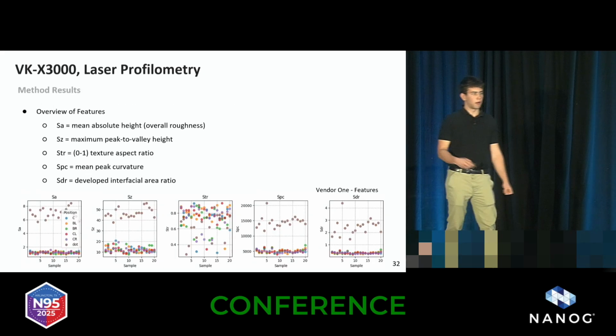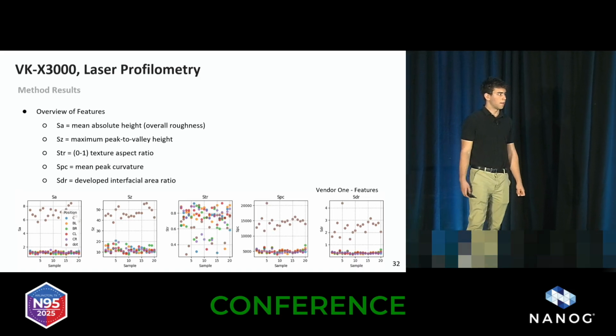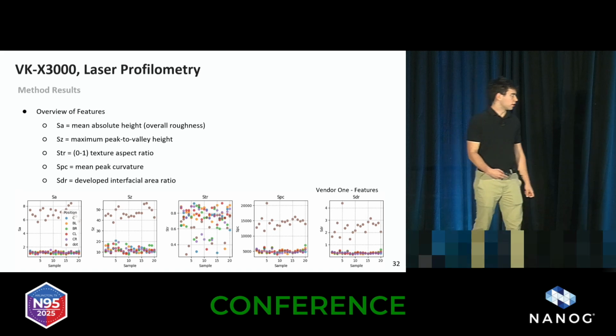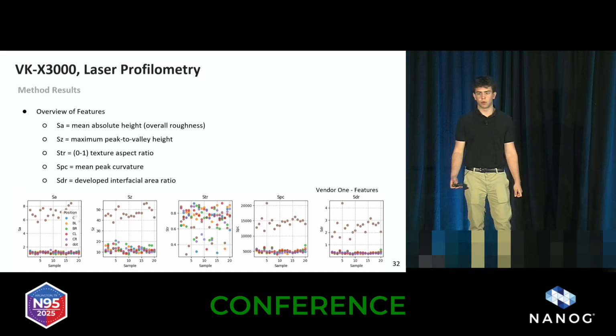We haven't done a full statistical analysis of this measurement data, but we could see that there is some variance, different levels of variance across the different surface features. And I'll go into more detail on why that is on the next slide.